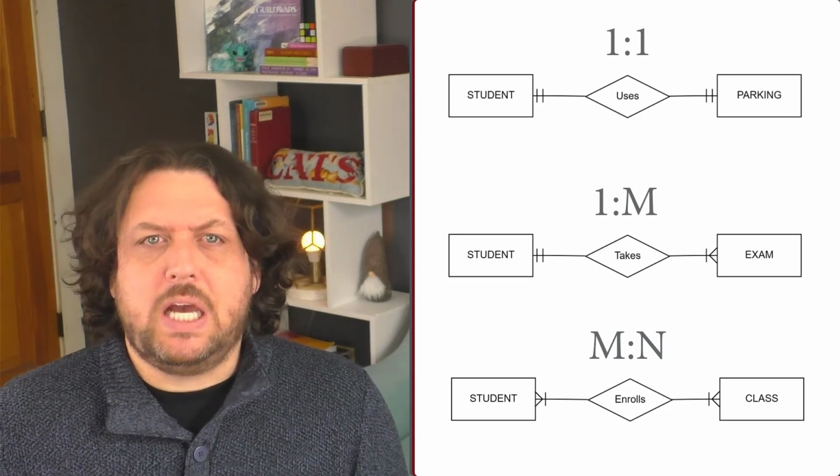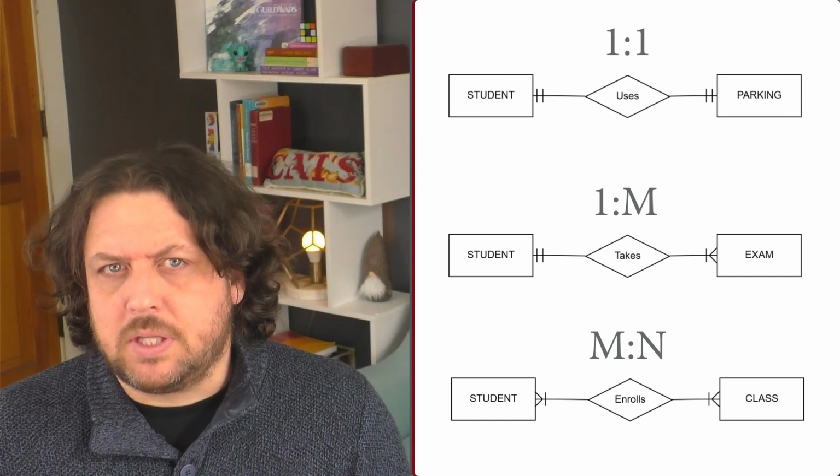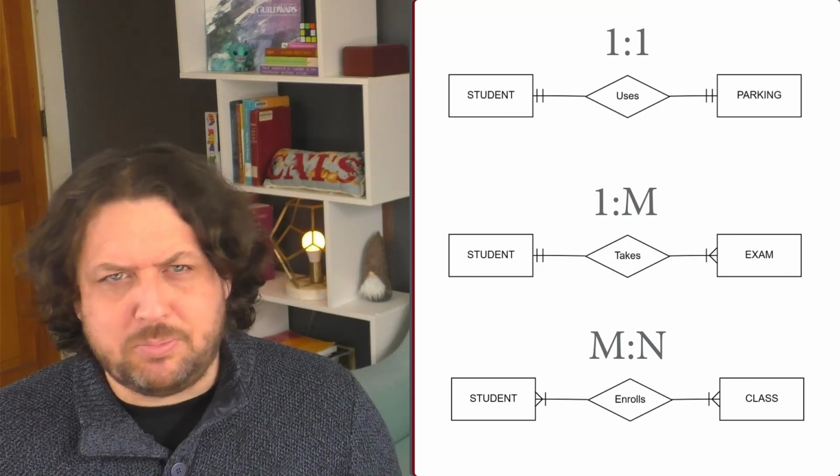Finally, we have relationships which are many to many. We call these m-to-n relationships. This is by convention, and to be honest, I'm not sure why it's not m to m, but at this point we have bigger things to worry about, right?